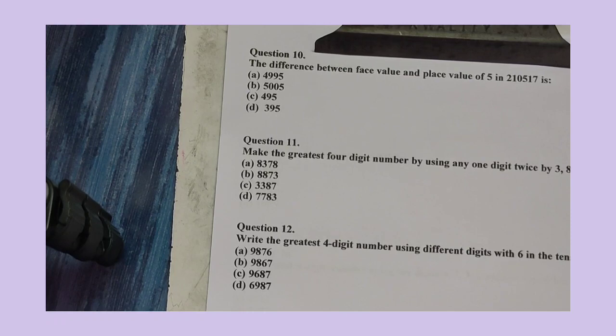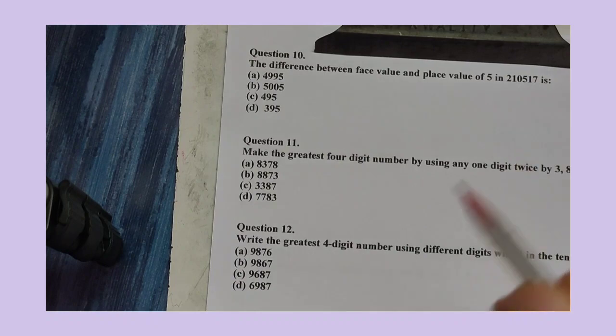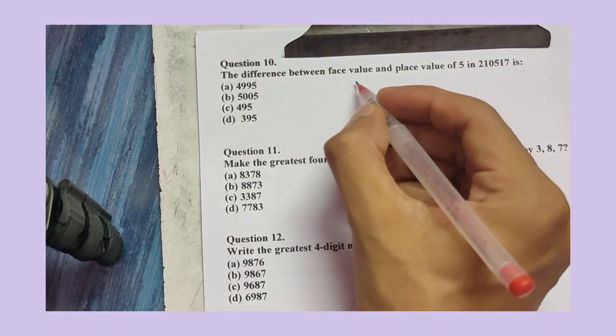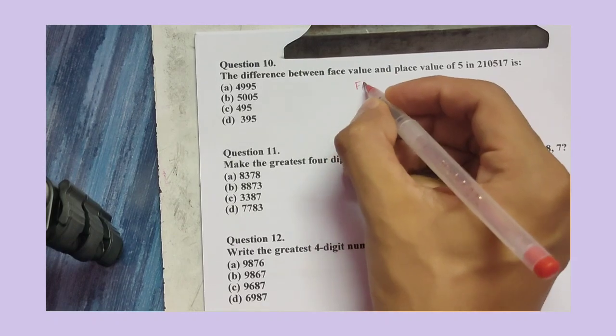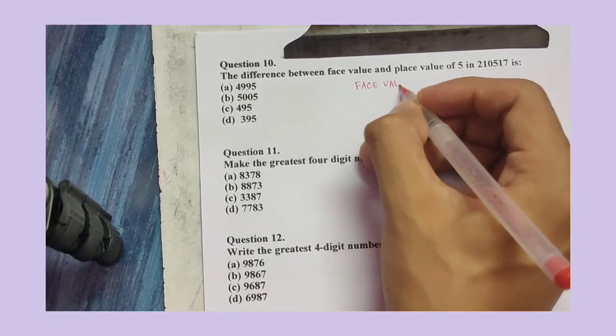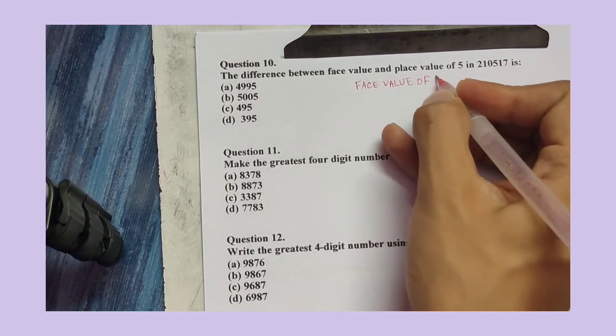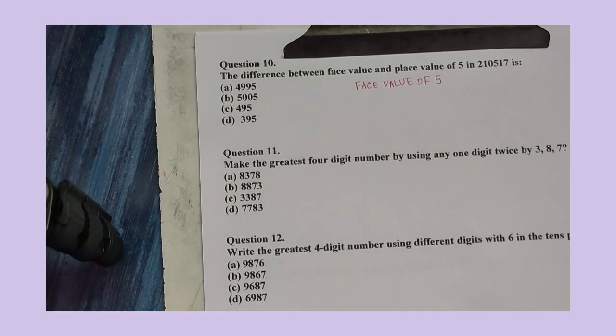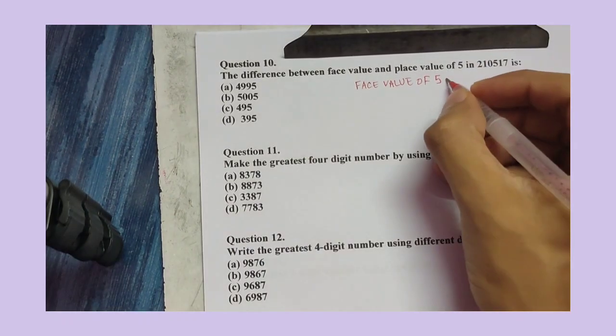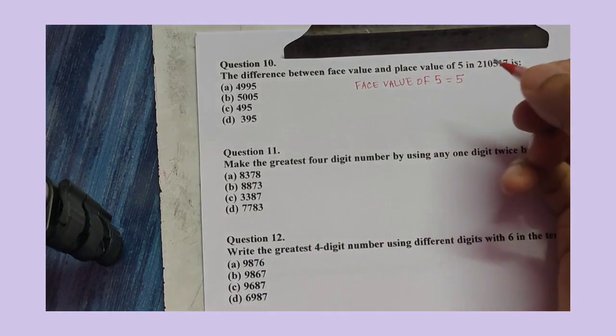Moving further with question number 10. Question number 10 says the difference between face value and place value of the 5 in 210517 is. Okay. Face value represents the value of the number as it is. Means if here it's a 5, so the face value of 5 will also be 5. Let us write the face value of 5. Always remember that the face value is the value of the number itself. It will be as it is. So the face value of 5 will be the same 5.